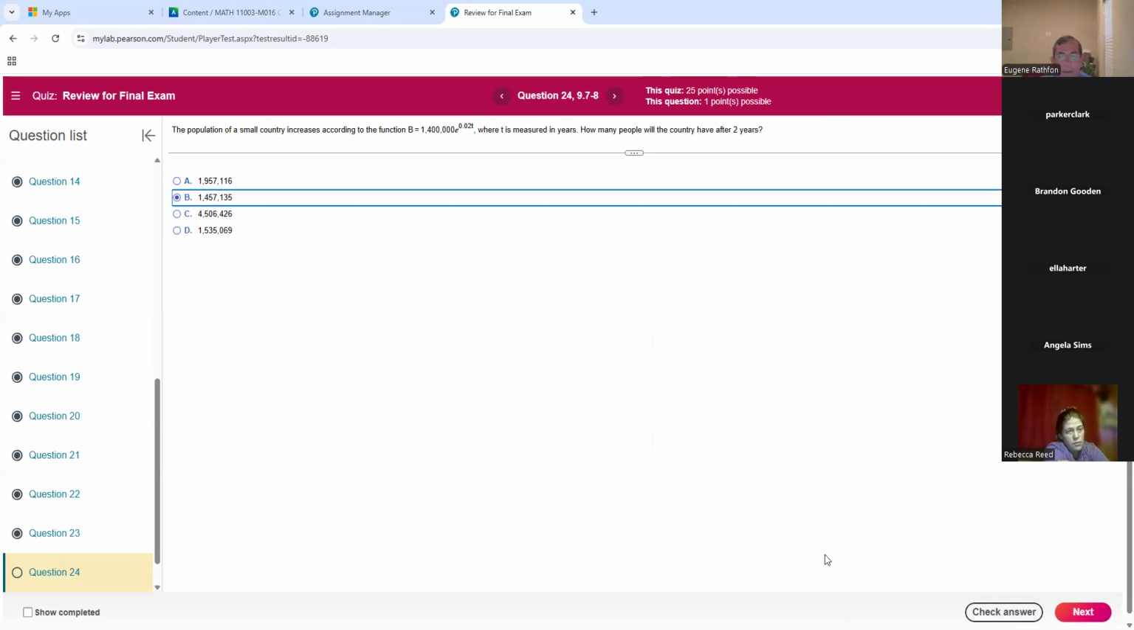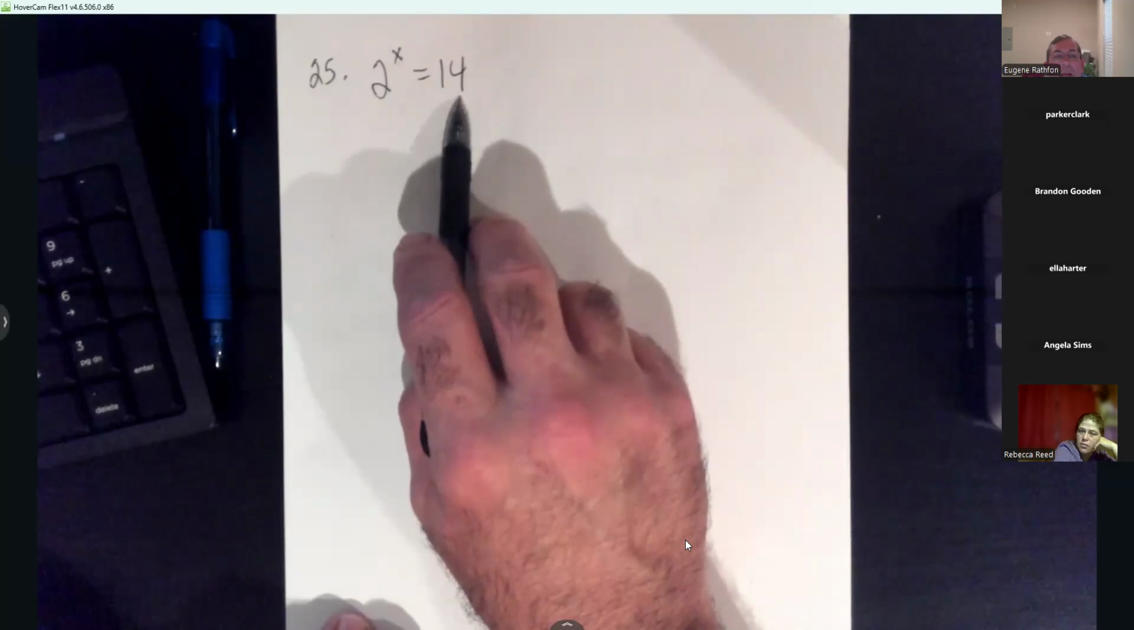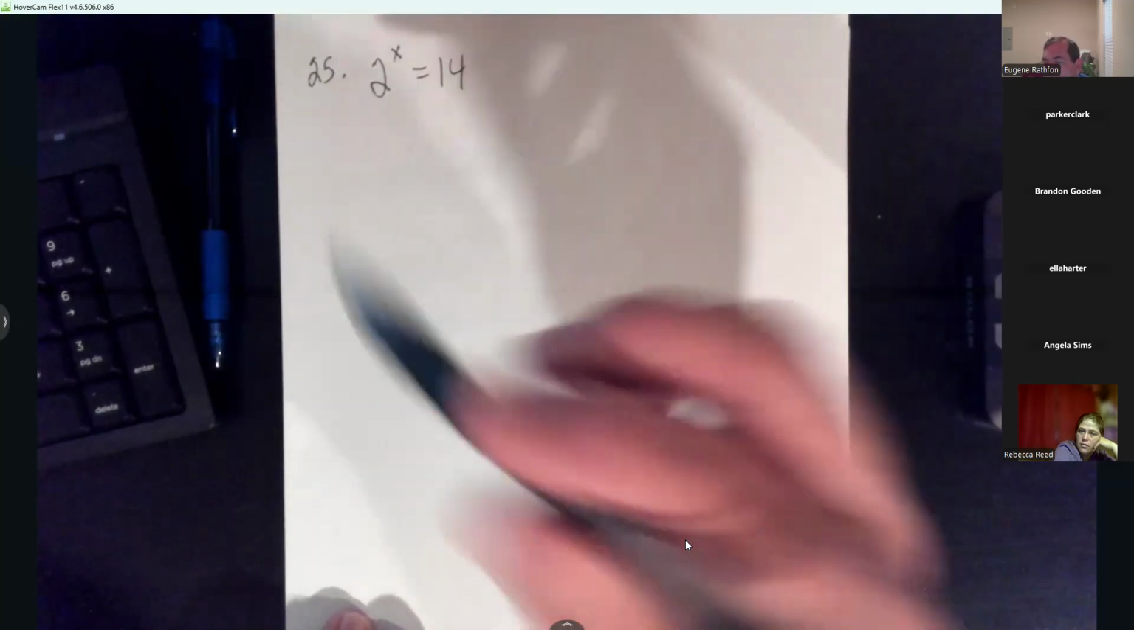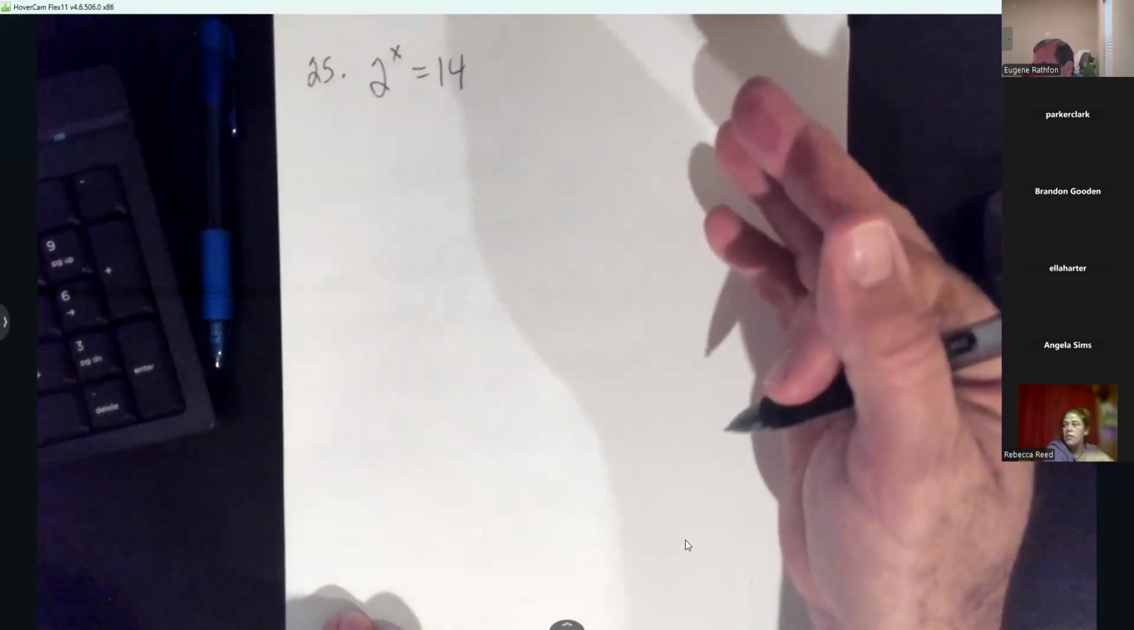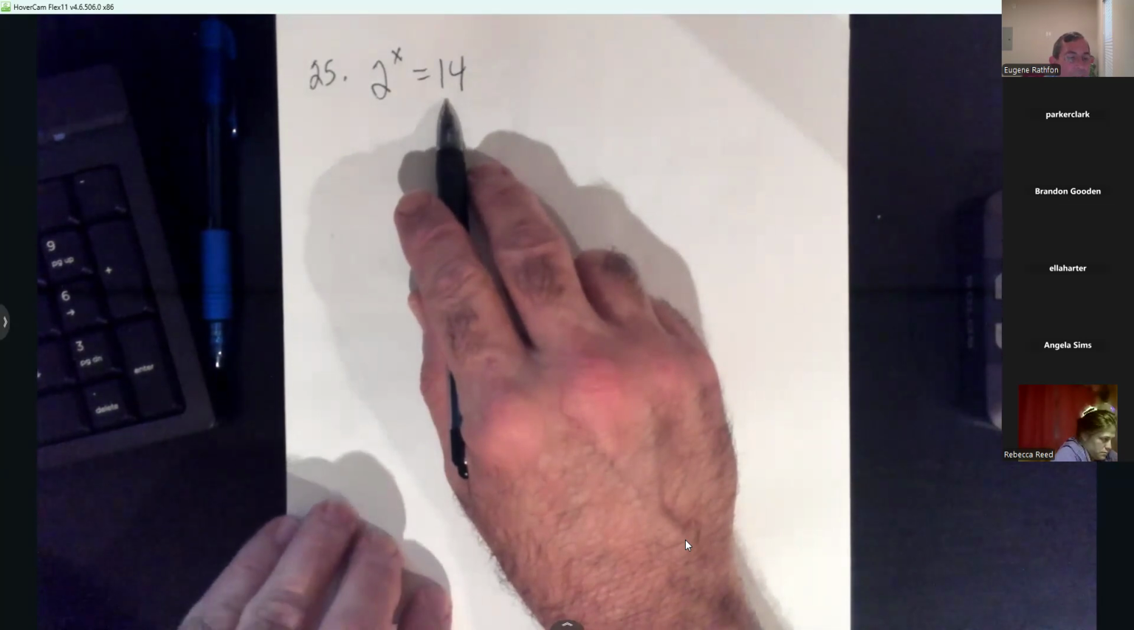Okay. All right, let's see what number 25 has for us. All right, so 25, they want us to solve 2 to the x equals 14. All right, so that was just on our test. So I cannot multiply 2 times itself and equal 14. 2 times 2 is 4, times 2 is 8, times 2 is 16. So I can't rewrite it using a 2 as a base.